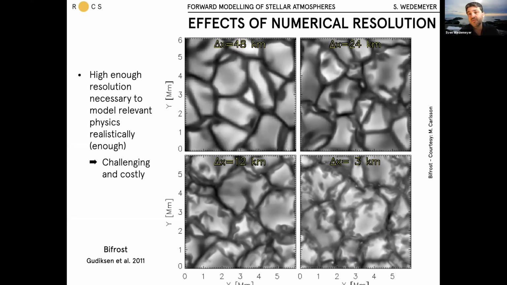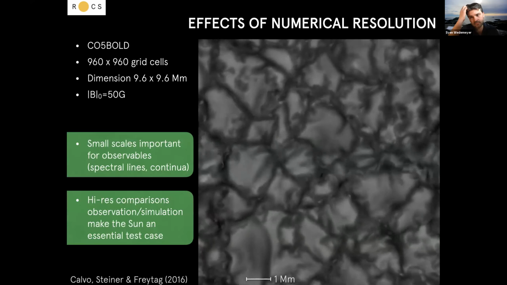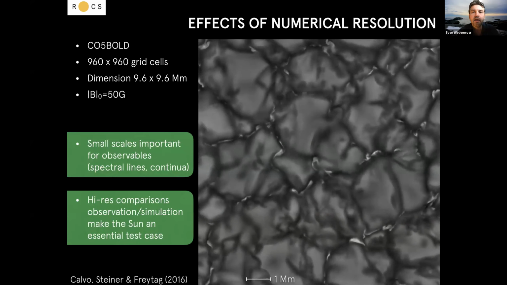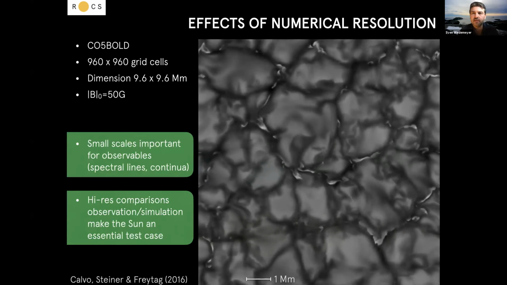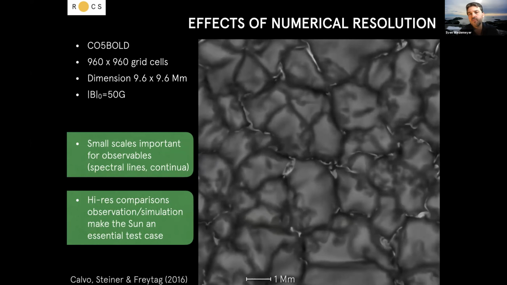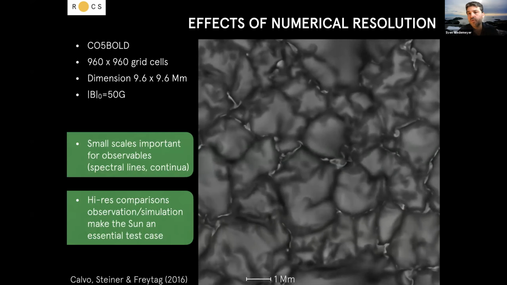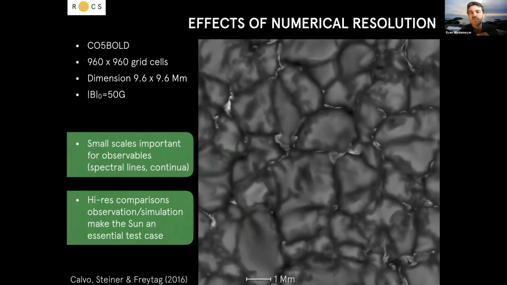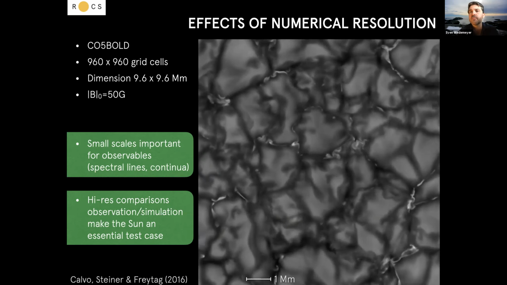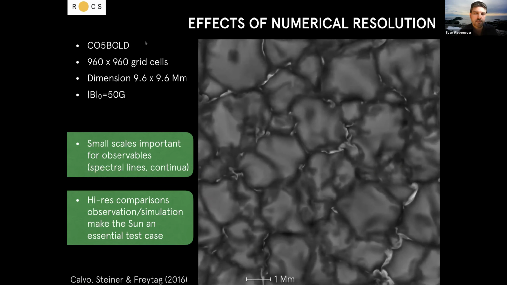Nonetheless, high resolution is important, and you see this illustration here, 4 different snapshots from simulations of different numerical resolution. As you go to the lower right, you see high resolution is necessary to capture all the properties of the granulation and the dynamics that are going on. Another example from the Cobalt code. You see the dynamics here. This is a granulation intensity you see here. What is important here to conclude is small scales are really important, and the high resolution observations that can be compared to simulations make the sun an essential test case here.